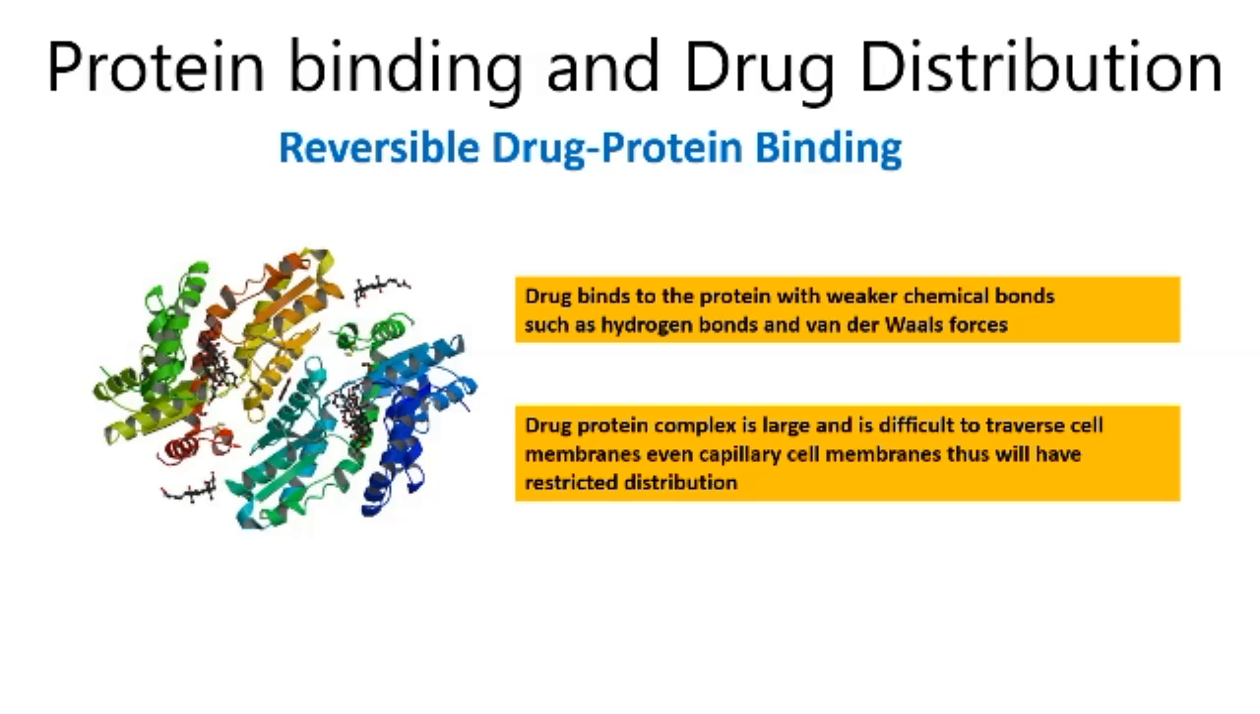Now, for reversible drug protein binding, the drug binds to the protein with a weaker chemical bond, such as hydrogen bond or van der Waals forces, and the drug protein complex is large and difficult to traverse cell membranes, even capillary cell membranes. Thus, we will have restricted distribution. So if the protein is in the plasma, it's going to stay there.